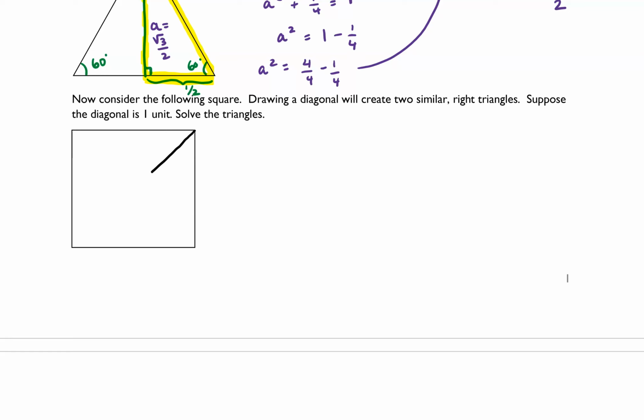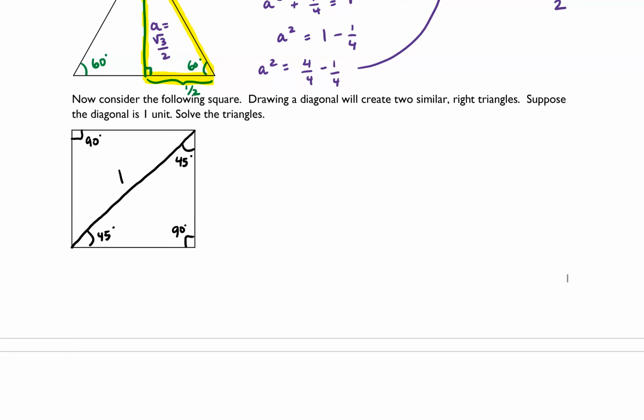So I'm going to draw a diagonal here, and according to the setup of the problem, the length of the diagonal is 1 unit. And if you remember from geometry, the sum of the interior angles of a square needs to add up to 360 degrees, which tells us that this is going to be a 90-degree right angle, and this is going to be a 90-degree right angle. And if we cut that diagonal, that's going to tell us that this is half of 90, which is 45, and this is also going to be 45 degrees.